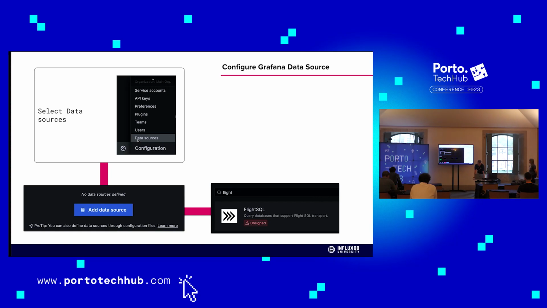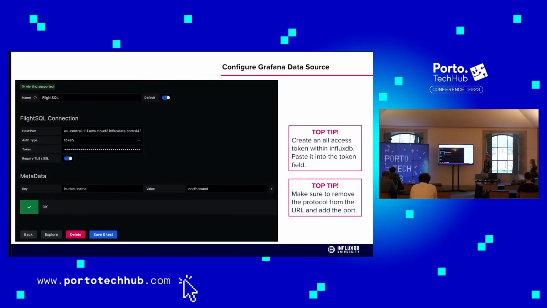Yeah? So what we're going to do is we're going to provide our host and port. Now, just for this plugin, all you need is the actual host, and you can remove the protocol from the beginning. So remove the HTTPS from the beginning. You simply just need the domain from your cloud, :443, our secure port. Our authentication type is going to be token.